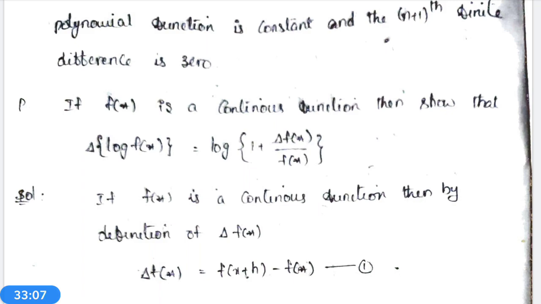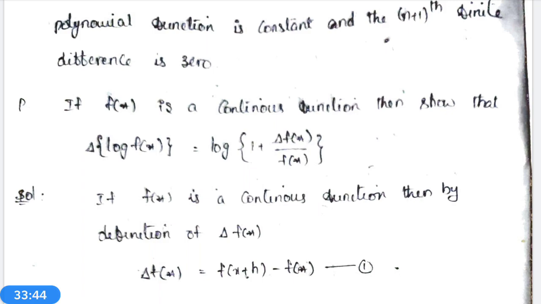What is f of x plus h from equation 1? Delta fx plus fx. So, substituting delta fx plus fx for f of x plus h, we get delta log fx is equal to log of delta fx plus fx minus log fx. It looks like log a minus log b. Log a minus log b is equal to log a by b.